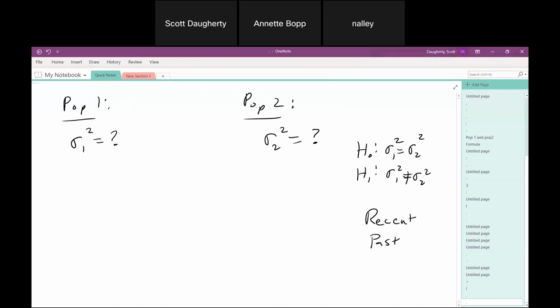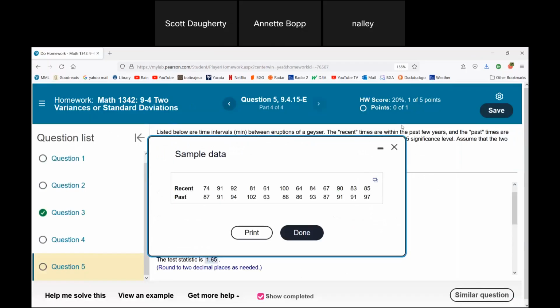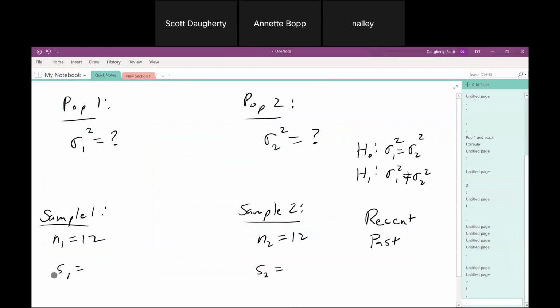All right, so then what's different about this problem is they don't give you the sample information. So you need to know S1 and S2. The sample sizes are, like I said, 1, 2, 3, 4, 5, 6, 7, 8, 9, 10, 11, 12. So you're sampling 12 from each. So you already know that. So when you look at the samples, they're both size 12. The thing we need that we don't know is their sample standard deviations.